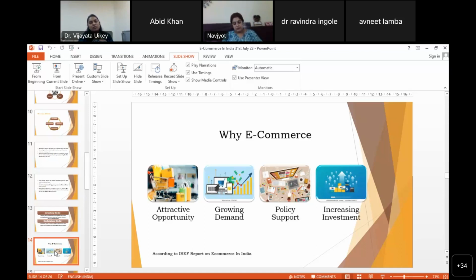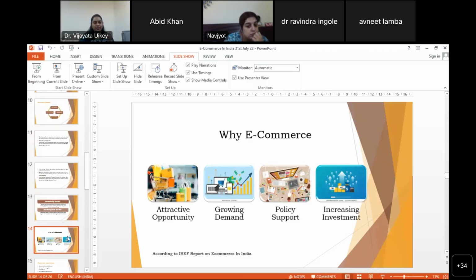Growing demands है e-commerce के अंदर. Then policy support है. The government has to make the policy which is very easy for the companies to come up and have their e-commerce business in India. So which will lead to the investment, a good investment in India. So that's why these four, as I told you, are interconnected with each other. That is the attractive opportunity, growing demand, policy support and increasing investment. ये increase investment होगा जब ये तीनों चीजें साथ में एक साथ चलेगी.